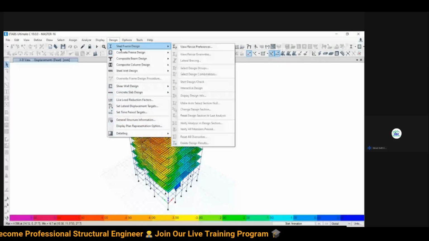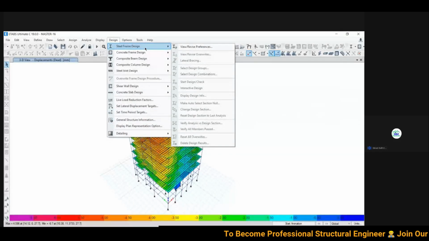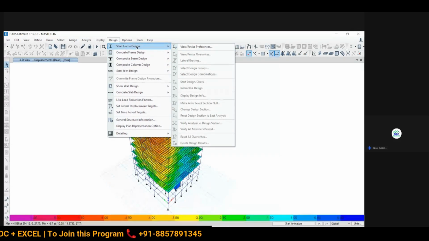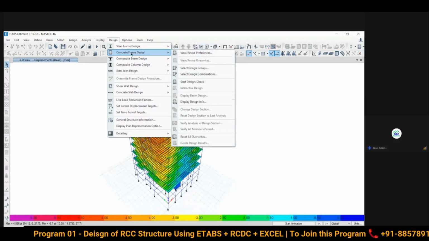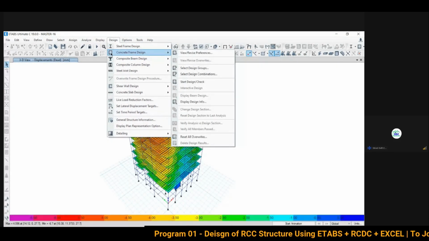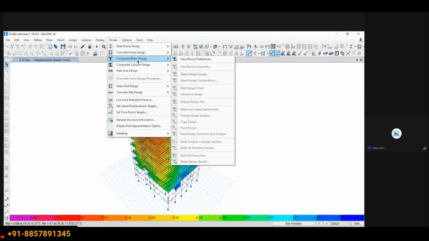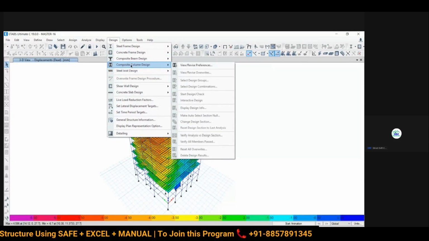Very first is the steel frame design. So if you are going to design any steel member, or any steel structure, or any composite structure, in that case you have to proceed with the steel element design, the first option. Steel frame design means the beam and column as steel frame. Second is the concrete frame design, meaning your beam and column modeled and considered as concrete elements. There is a composite beam, the beam consisting of both materials, steel and concrete, called a composite beam, then composite column and steel joist design. These are all part of the steel structure and composite structures.